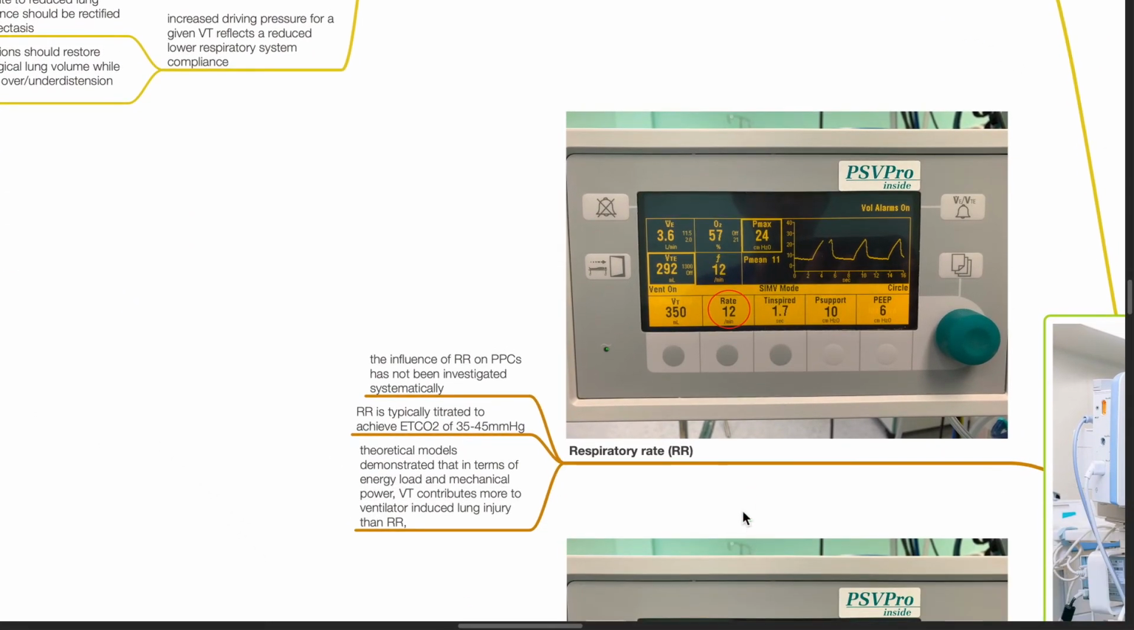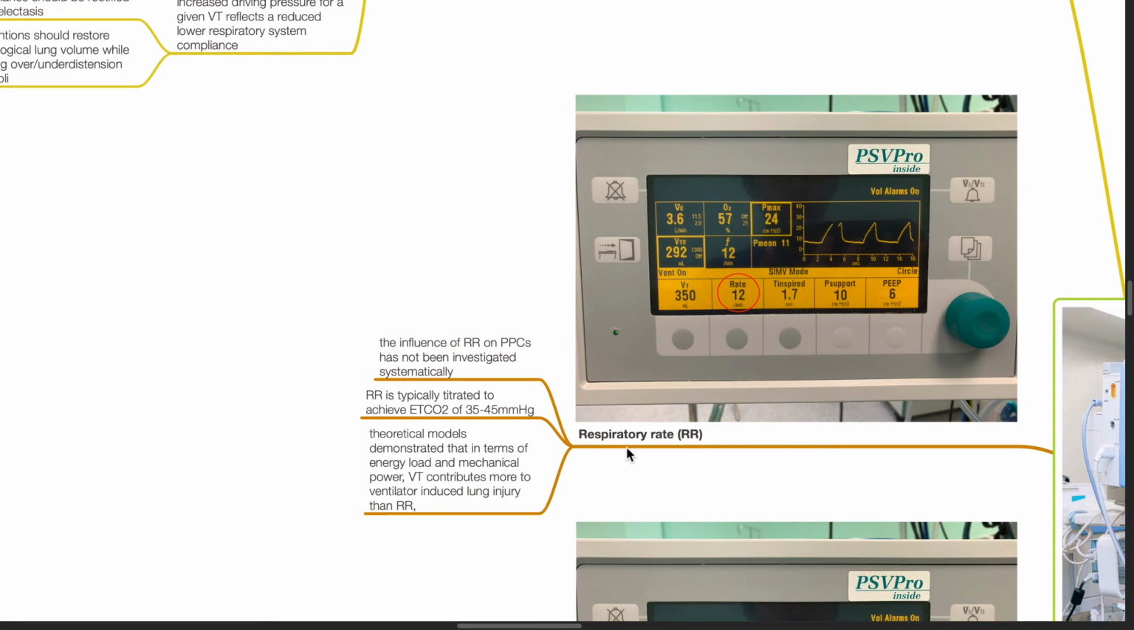Respiratory rate. The influence of respiratory rate on post-op pulmonary complications has not been investigated systematically. RR is typically titrated to achieve EtCO2 of 35 to 45 mmHg. Theoretical models demonstrated that in terms of energy load and mechanical power, tidal volume contributes more to ventilator-induced lung injury than respiratory rate.